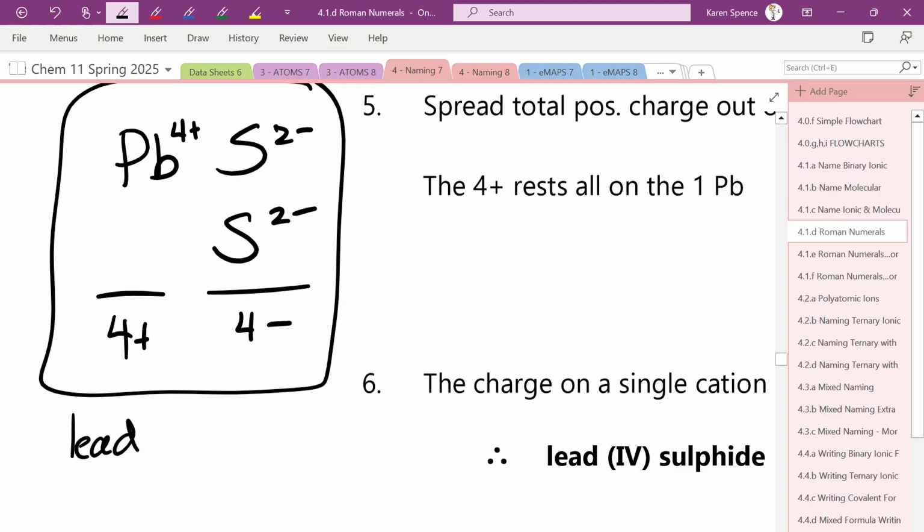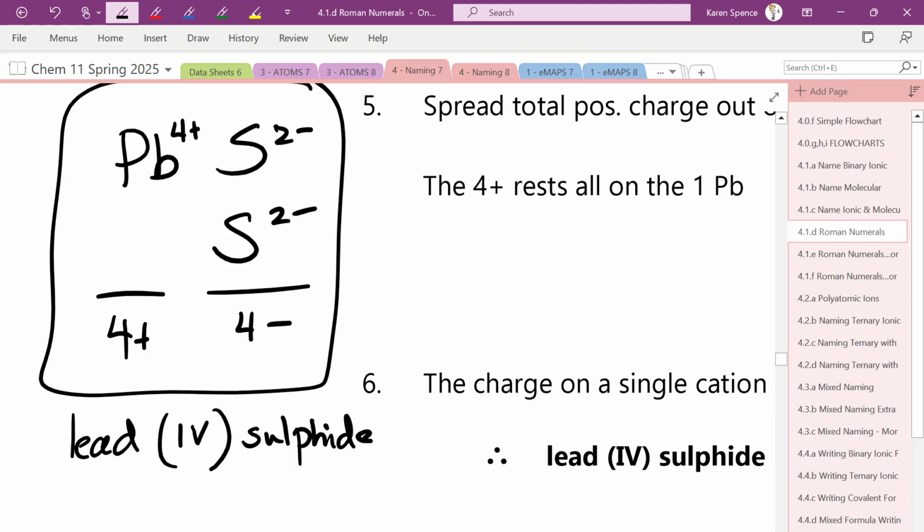Anyway, for this one, we would now name it lead. How do you write 4? 1 before 5. Okay? Don't get 4 and 6 mixed up. 1 before 5 is 4, 1 after 5 is 6, and then that would be sulfide.